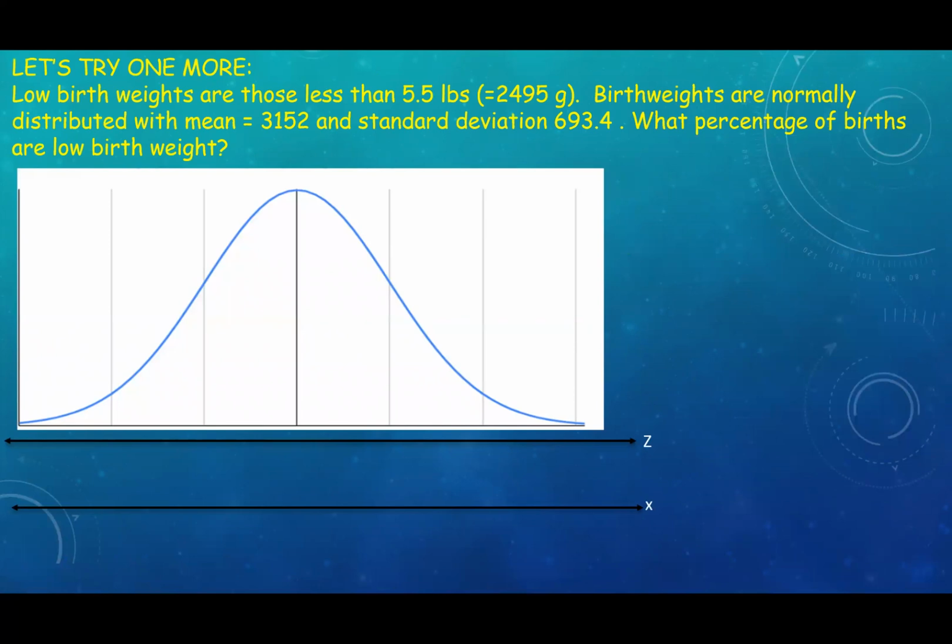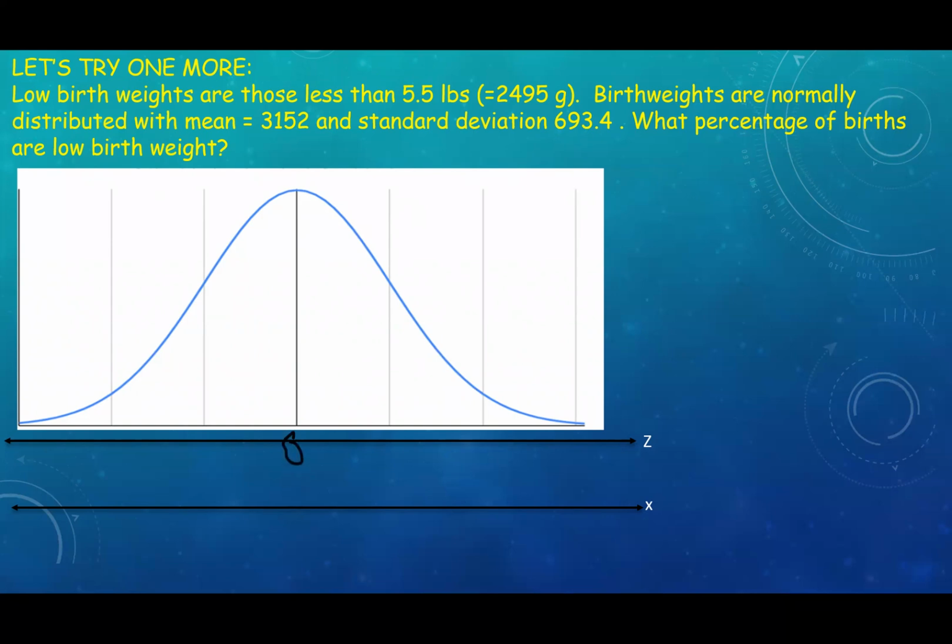All right, low birth weight are those less than 5.5 pounds, which, in medical, we use the metric system. So 2,495 grams. If you're less than 2,495 grams, you're considered low birth weight. Birth weights are normally distributed, which means they're on the normal distribution graph. And the mean is 3152, and the standard deviation is 693.4. So what percentage of births are low birth weight?